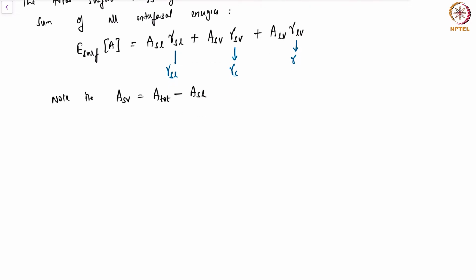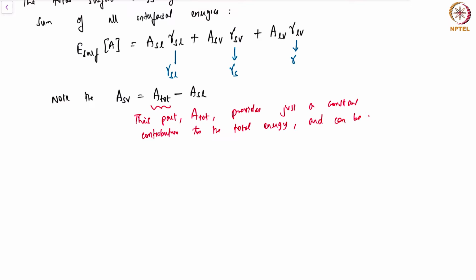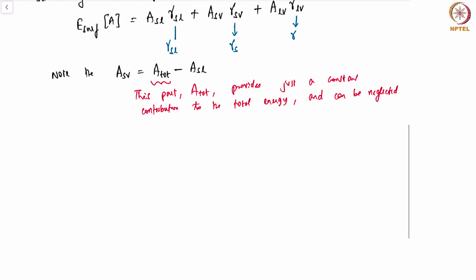Now this part here, A total, provides just a constant contribution to the total energy and can be neglected. What am I trying to state here? We are not interested in absolute energies. Remember, when we do an energy minimization, we are interested in changes in the energy. That's what matters to us. And any constant value gets nullified because its contribution does not matter when it comes to changes, because the solid surface remains fixed.